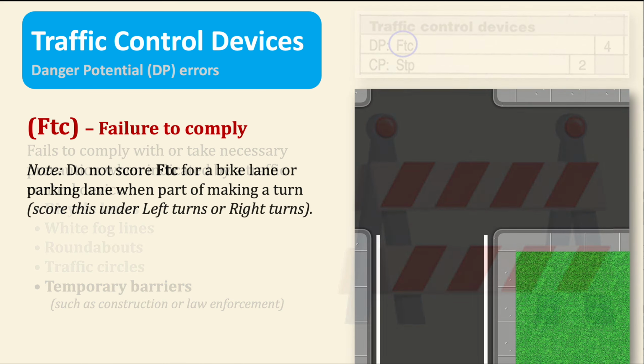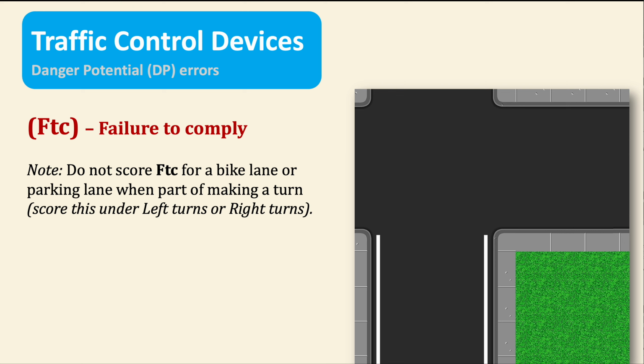So remember, do not score failure to comply for a bike lane or parking lane when part of making a turn. You score this under left turns or right turns. So in this case, they're cutting across the edge of the road to make that turn, and score that under right turns cut.